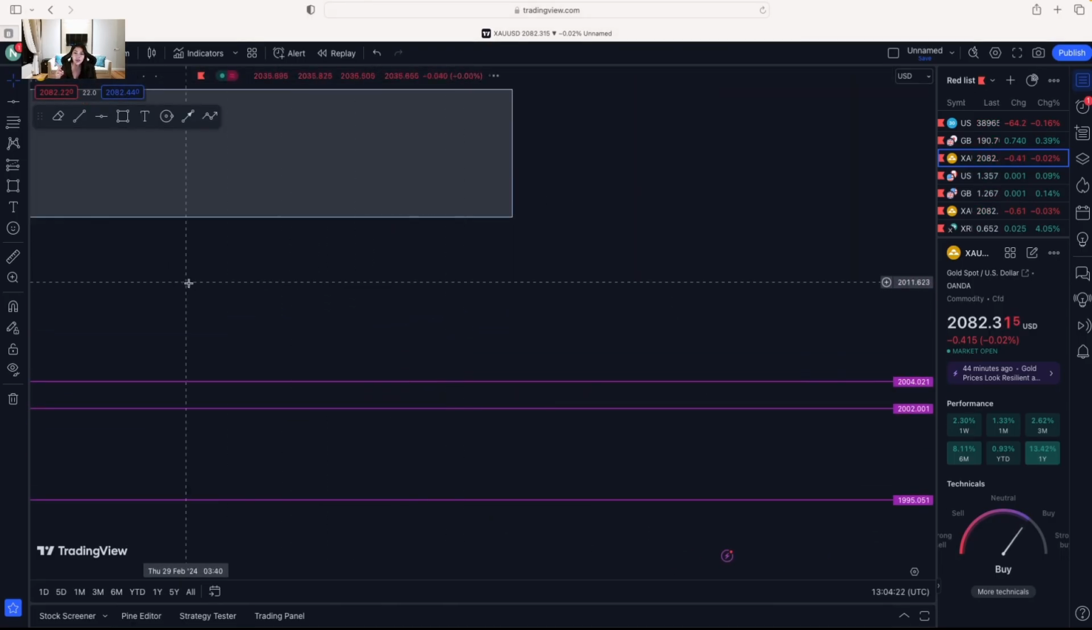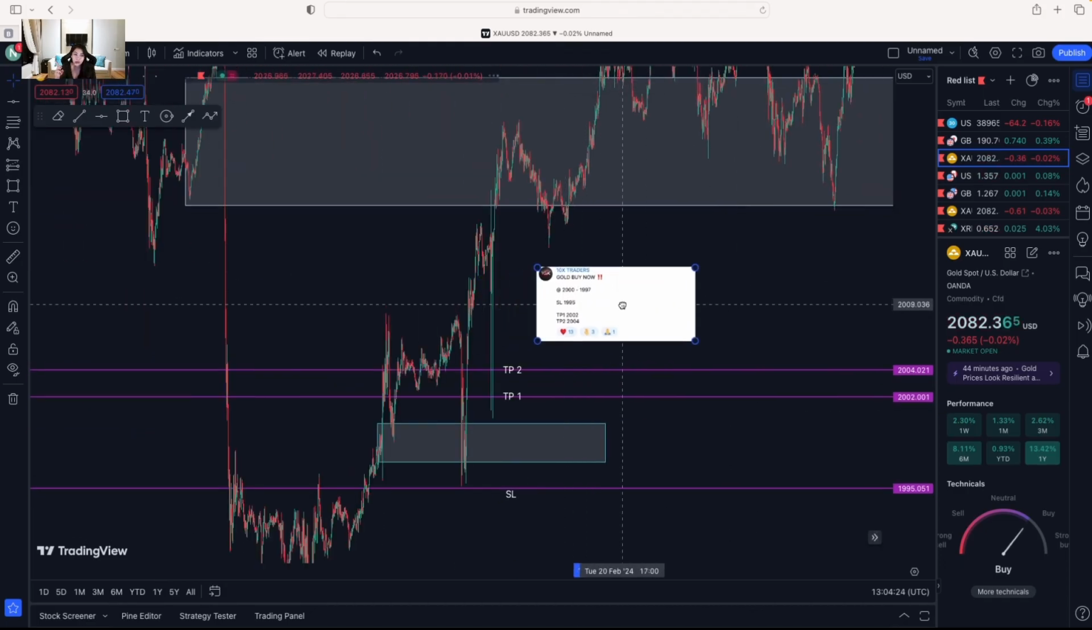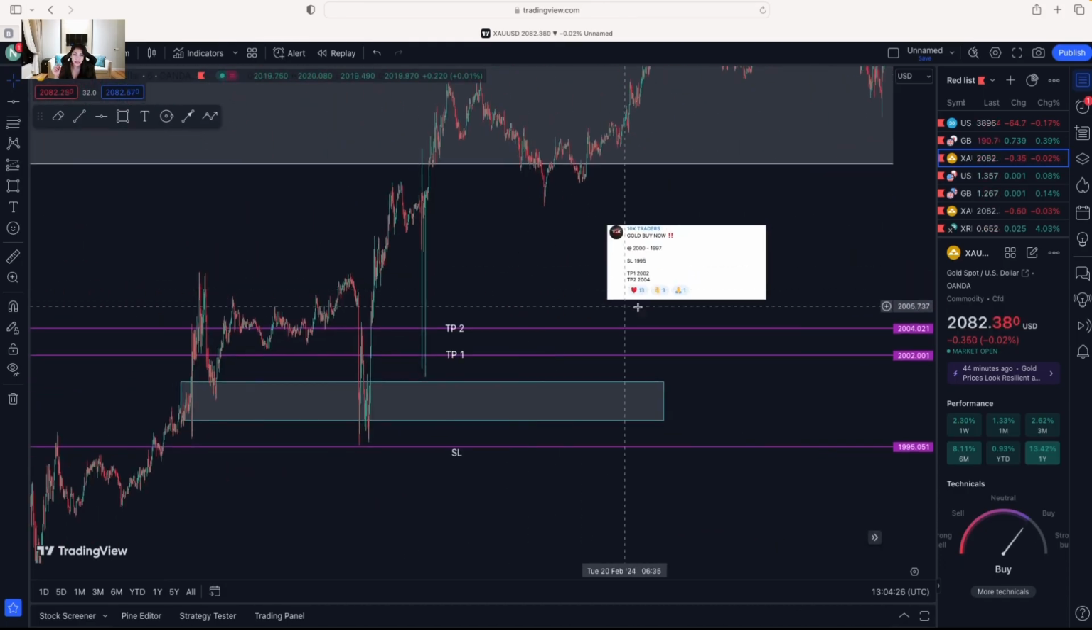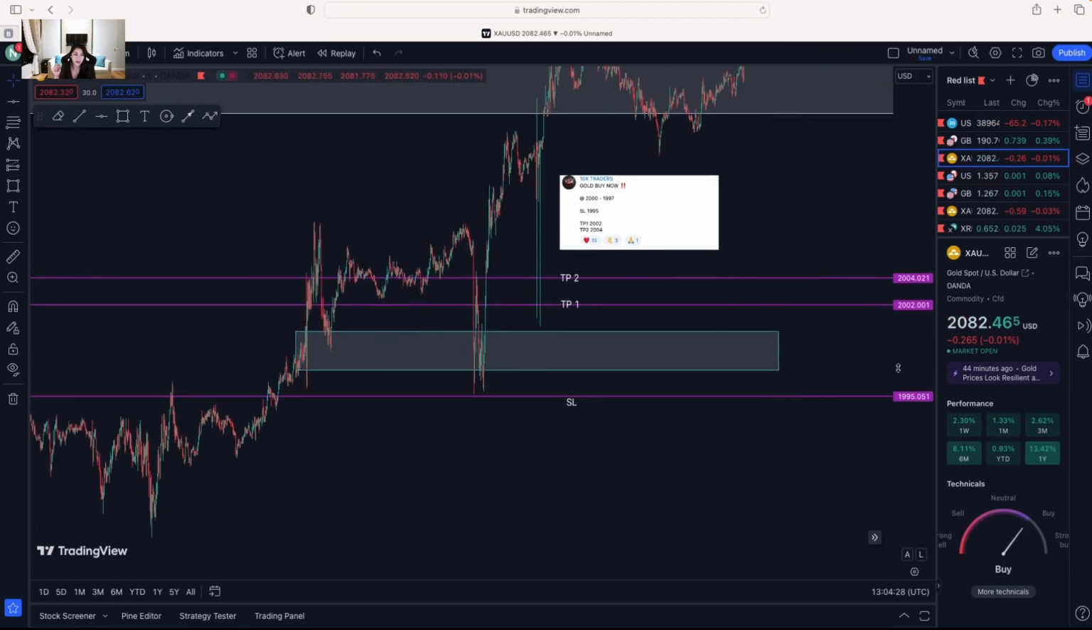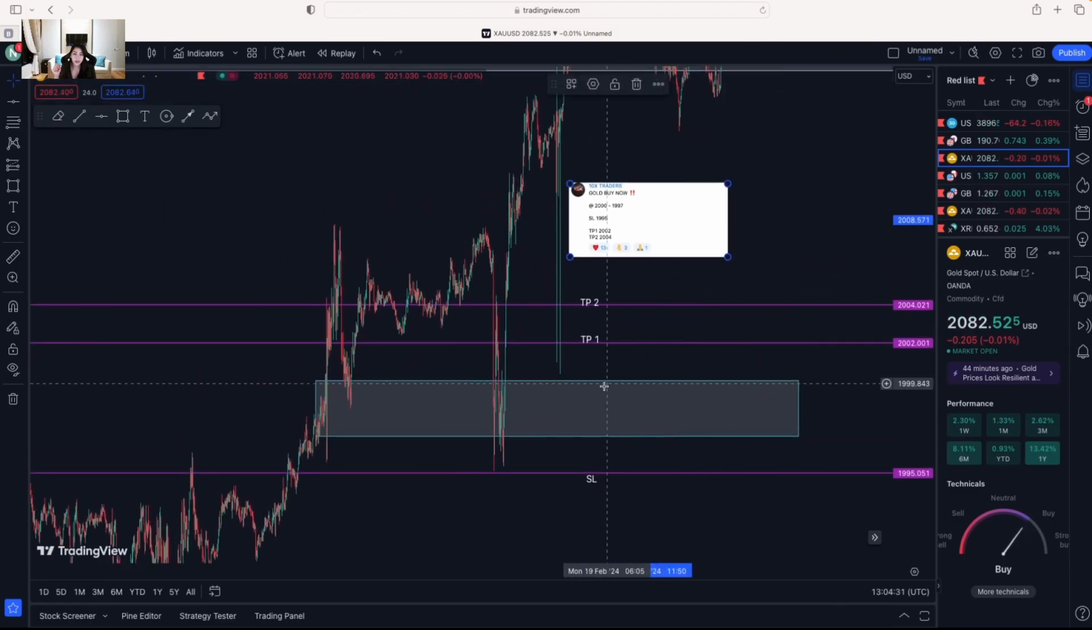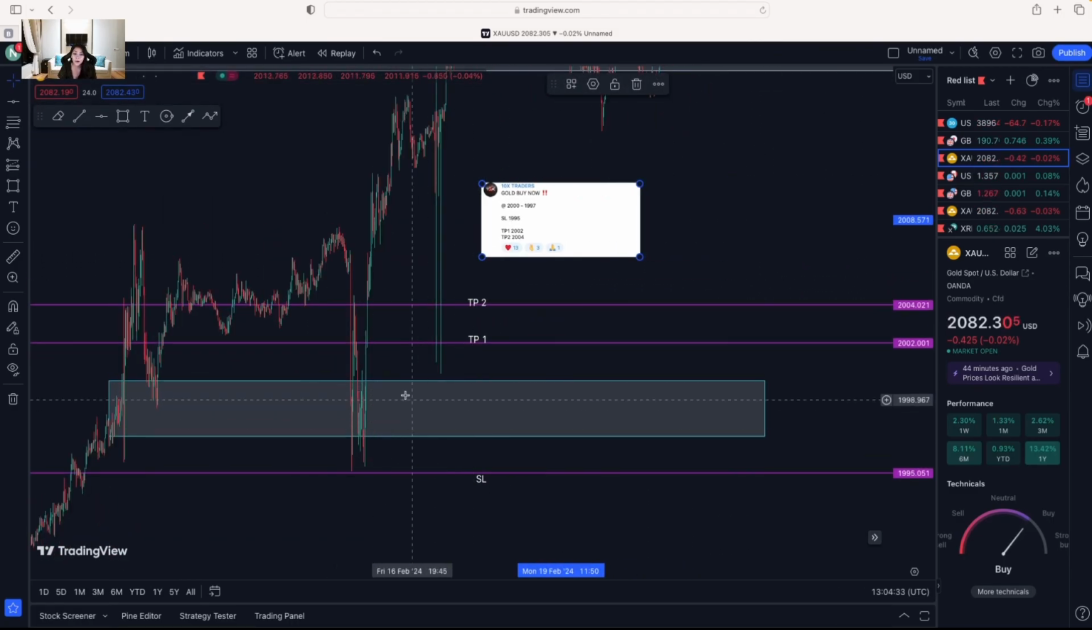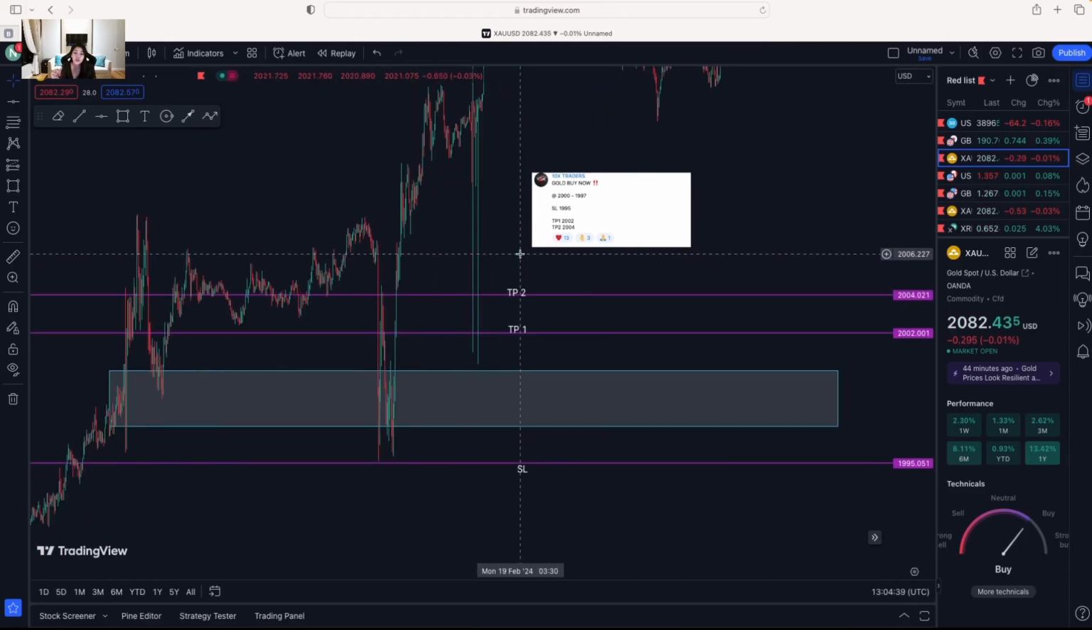Sometimes I do entry at H1, but that is for swing setup. Okay, now let's see. We've already marked our buy zone, our SL area, our take profit 1, and take profit 2. So what do you want to do now?